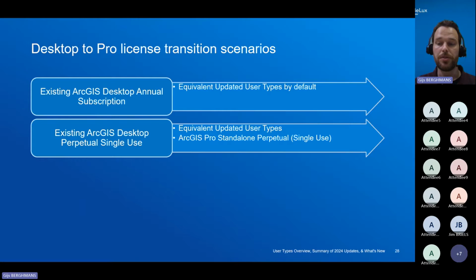Another example is a customer with an existing ArcGIS Desktop perpetual single-use license. This customer can choose to either use equivalent updated user types or to use an ArcGIS Pro standalone perpetual single-use license. And here I'm emphasizing single-use because in this scenario, the customer initially started with a single-use.